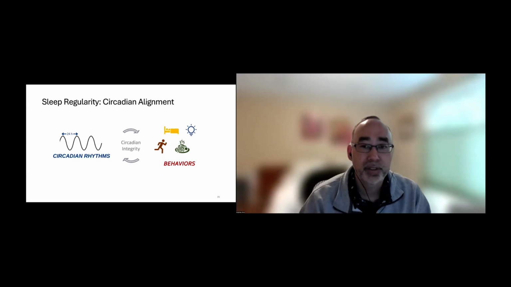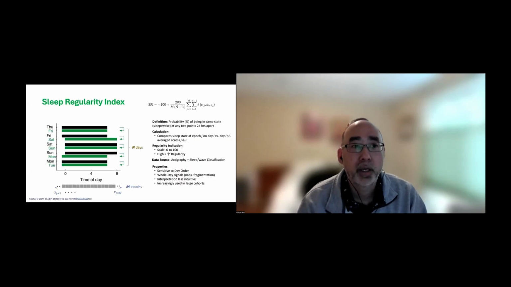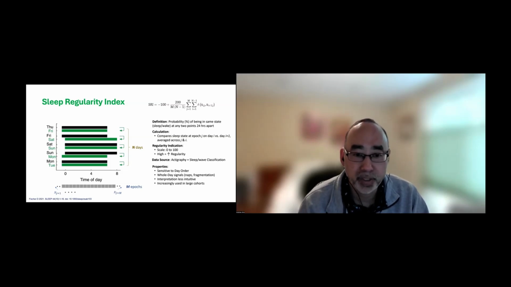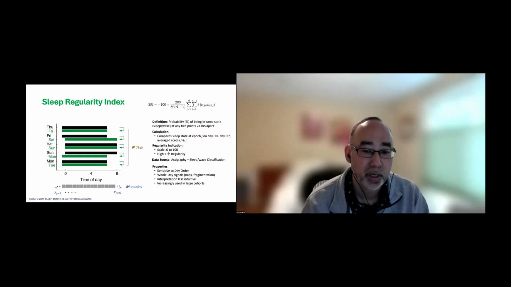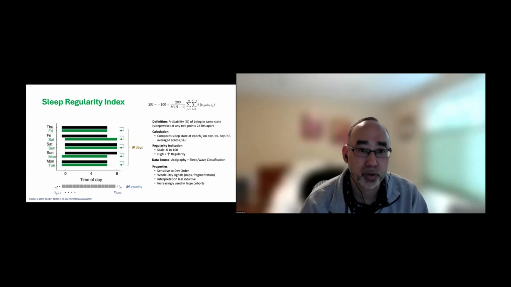And for this reason, several regularity metrics were designed to assess consecutive changes in sleep patterns, so one day to the next. And this one is the Sleep Regularity Index that I talked a lot about. This is the one that spurred a lot of interest in sleep regularity. This is the one that was incorporated in a lot of the large epidemiological studies, such as the MESA and UK Biobank, and associated with many of the clinical outcome measures. The Sleep Regularity Index is simply the probability of being in the same state, sleep or wake, at any two points 24 hours apart.